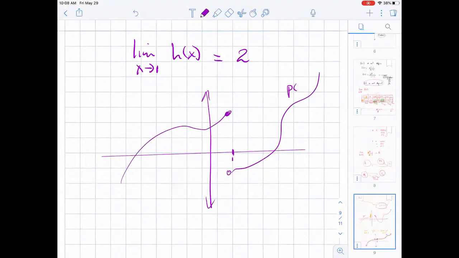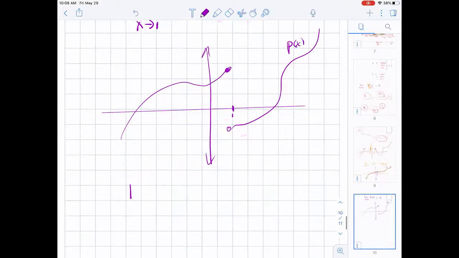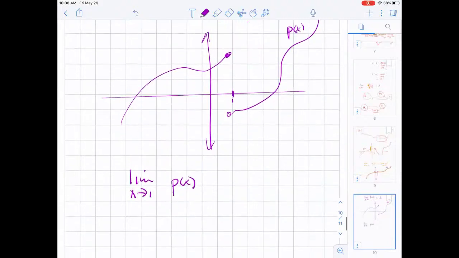Okay? If you look at this picture here, let's call this P of x. What is the limit as x approaches 1 of P of x? Please use your words wisely. Sorry, it doesn't exist. Does not exist.